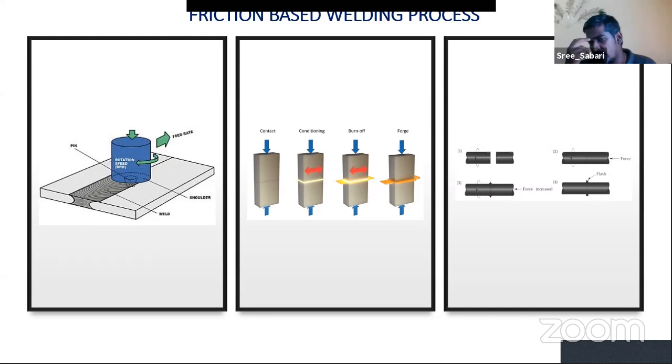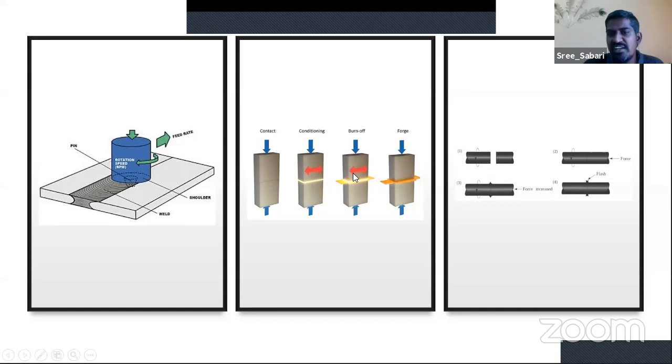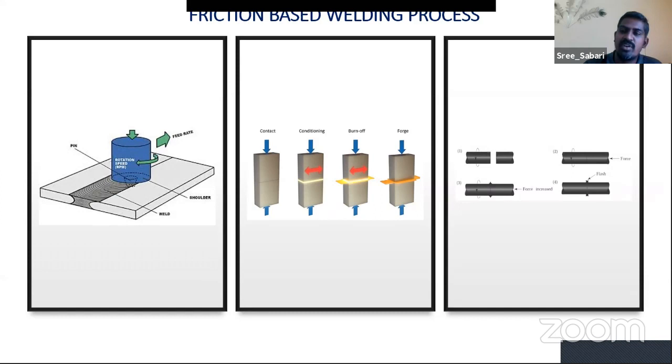I think some of you are well aware of these kinds of processes, but for the benefit of some of the undergraduate students, I'm just explaining the basic phenomena so they may get an understanding. The solid state welding processes we are using are friction stir welding, which is the first figure shown, friction welding, the second one, and rotary friction welding, the third one. So these are the three friction-based welding processes. We are going to take the friction welding process for additive manufacturing.